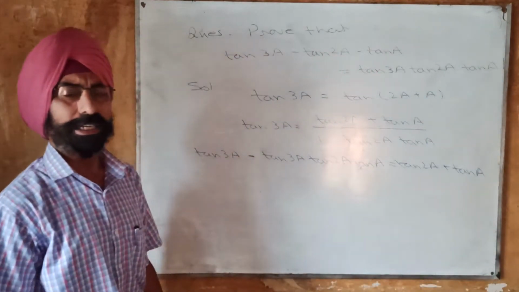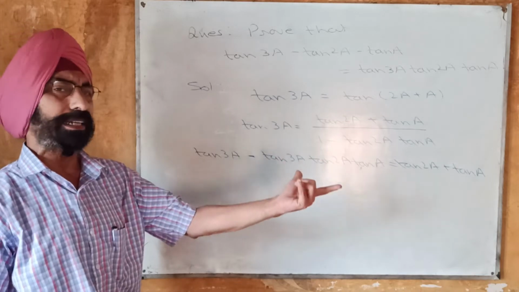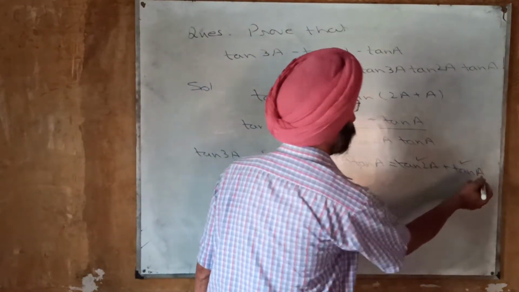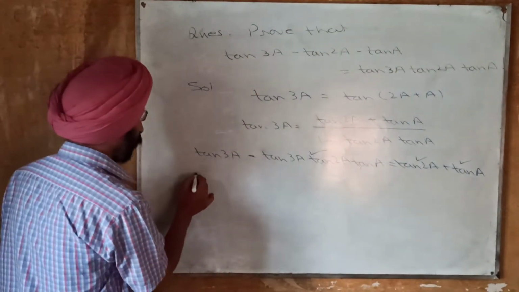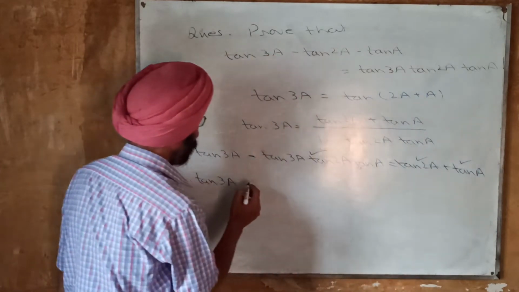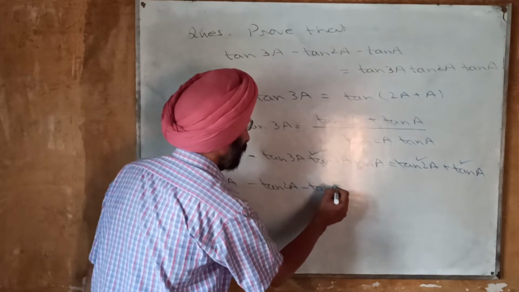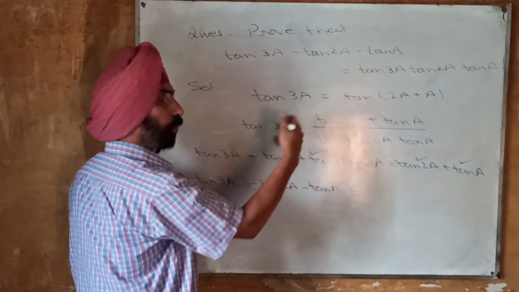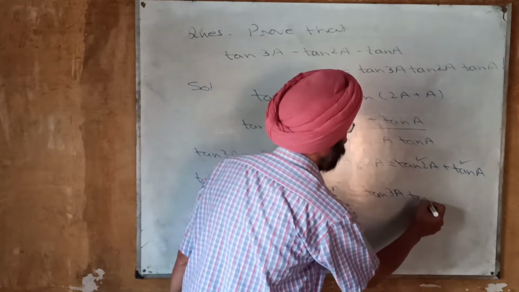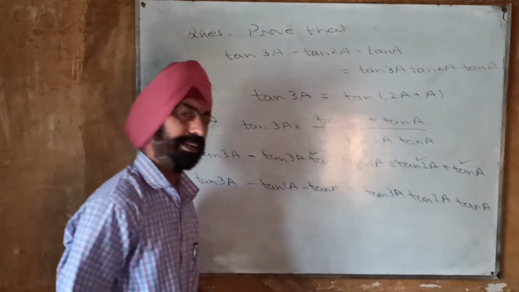Now it is only remaining to transfer the terms from left hand side to right hand side, and from right hand side to left hand side. Take this term to the right hand side and these two terms to the left hand side, and the required result, that means tan 3A minus tan 2A minus tan A is equal to, this minus term will go onto the right hand side and become tan 3A tan 2A tan A, which is our required result.